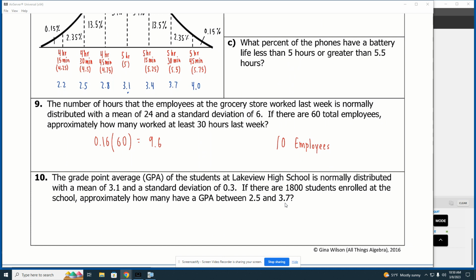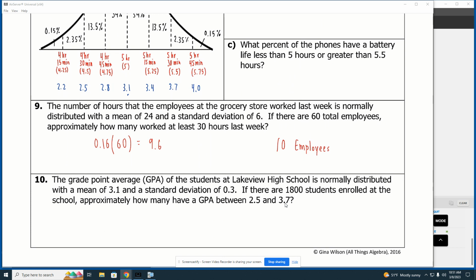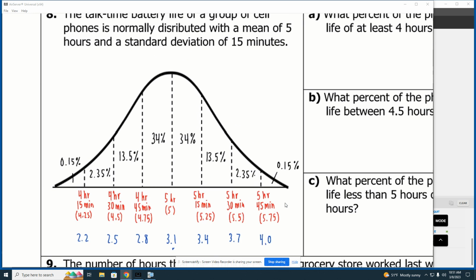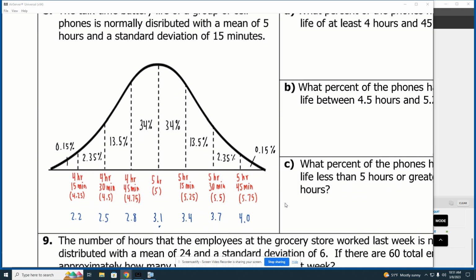Now somebody made a point in my last class that you can't really have 0.6 employees. And I'm like, you're right. But I think in that situation, we are allowed to round up. But if you did all that work correctly, you saw that 9.6 and said, I can't have 0.6 employees, so you did 9 employees instead of 10, I would not mark it wrong because you did the work right. Okay?